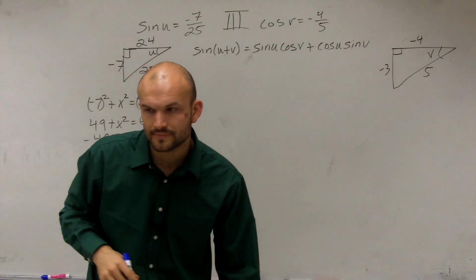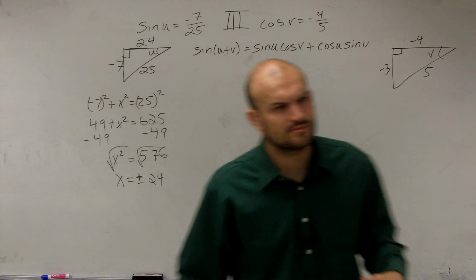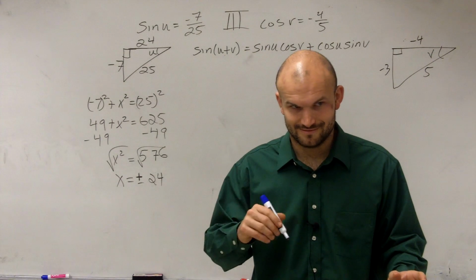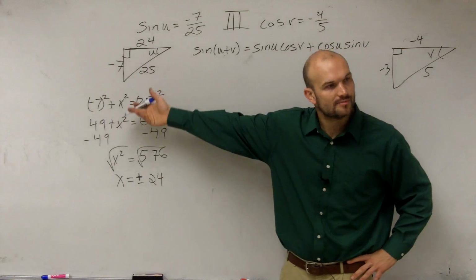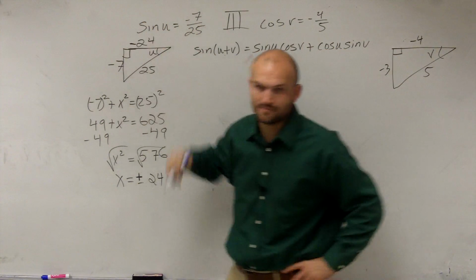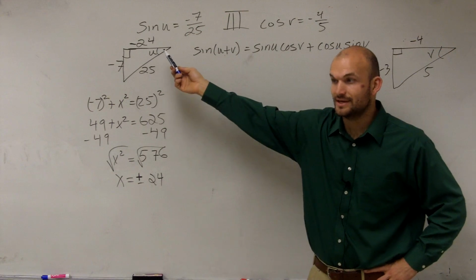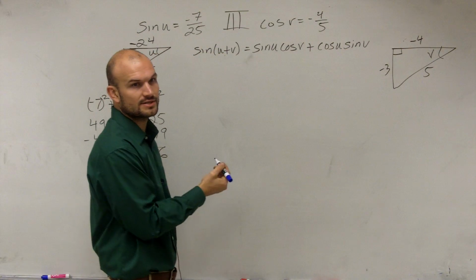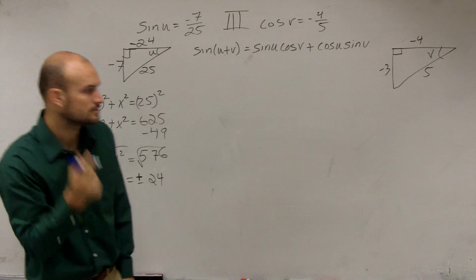So we have plus or minus 24, right? But when you're looking at this, you notice this triangle is going to be in the third quadrant, right? So since it's in the third quadrant, we know that it has to be negative and not the positive value. All right? So now we know by looking at this, because look where the third quadrant is. Third quadrant, the x is always going to be negative.